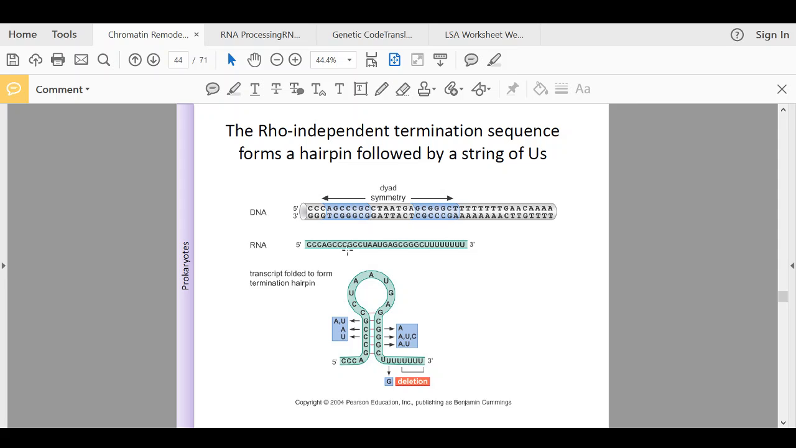And after it's transcribed to the RNA, it will create our hairpin loop, which will allow us to pause the RNA polymerase and cause a dissociation of the RNA transcript from the DNA, from the poly U tail.